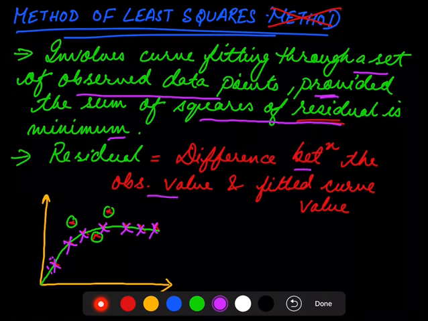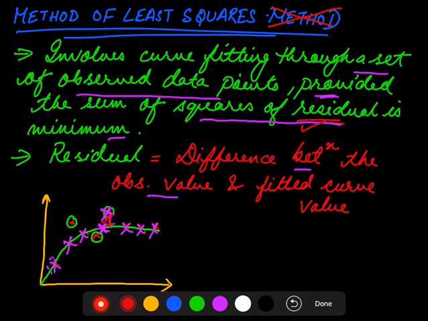There are some observed values. Let's say one point is this observed value, but the graph is being fitted through this point. This difference is your residual, and the sum of squares of the residuals should be minimum.